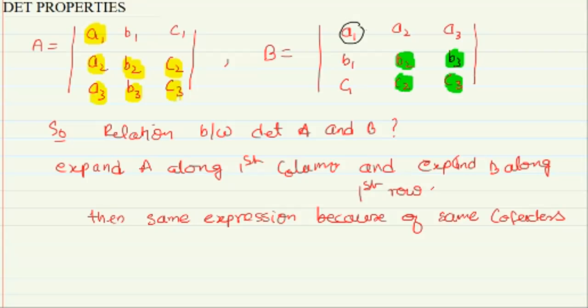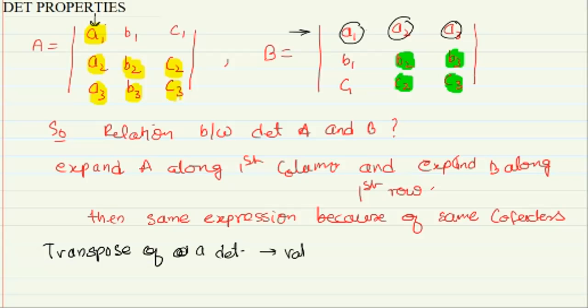In the same manner, here we are going A1 A2 A3 along the row, and here we are going along the column. So in this manner we can see that transposing of the determinant will not change its value. If you transpose a determinant, the value remains the same. So this is one of the important properties of determinants. Okay.